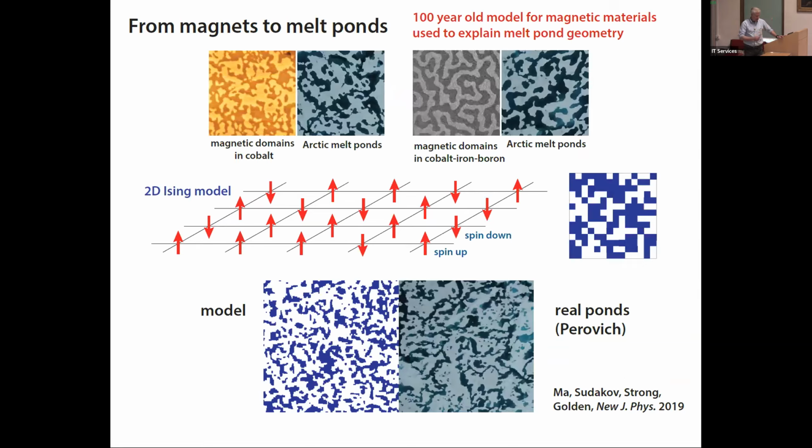I think Ivan Sudakov will talk about another really interesting model we developed, where we used a 100-year-old model called the Ising model for magnetic materials to explain melt pond geometry, where we have spin up and spin down. And here are some of our model results, where we just minimize the energy of the Ising model. And here's the real melt pond.